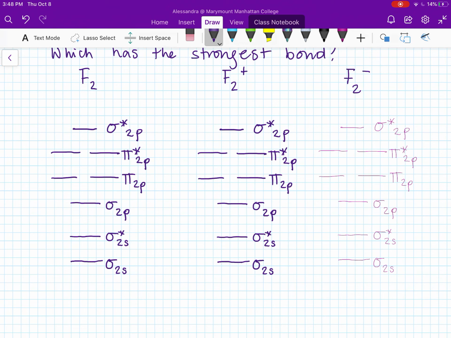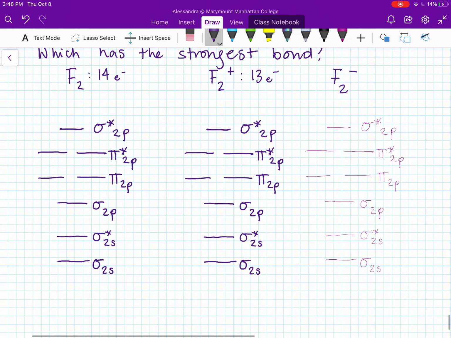So for F2, each fluorine has 7 valence electrons, so we're going to have 14 valence electrons total. For F2 plus, we're simply subtracting one of those electrons to get the plus charge. And for F2 minus, we're adding an additional electron, so we have 15 valence electrons that we need to fill up the MO diagrams with.